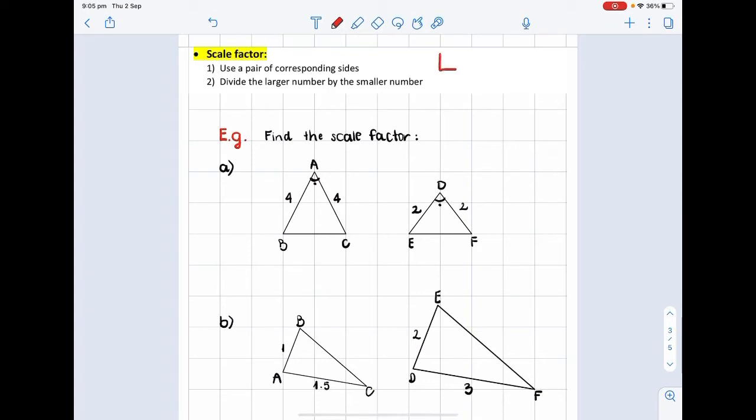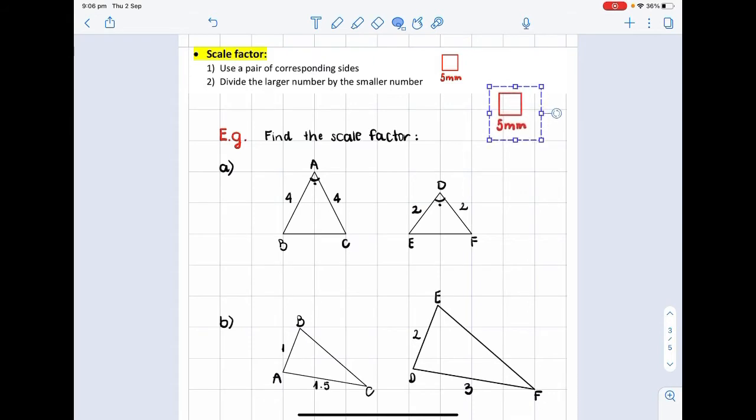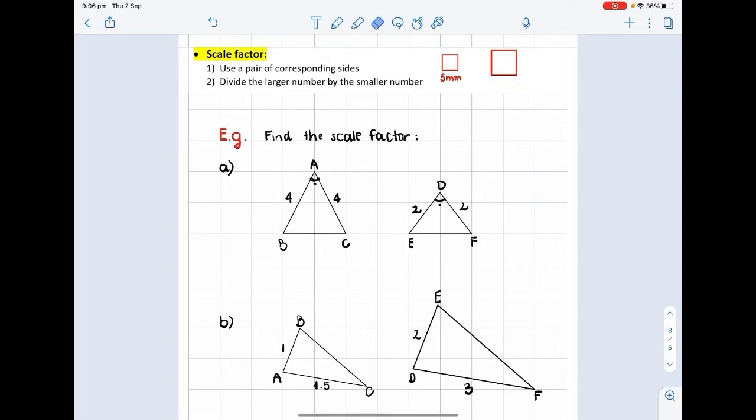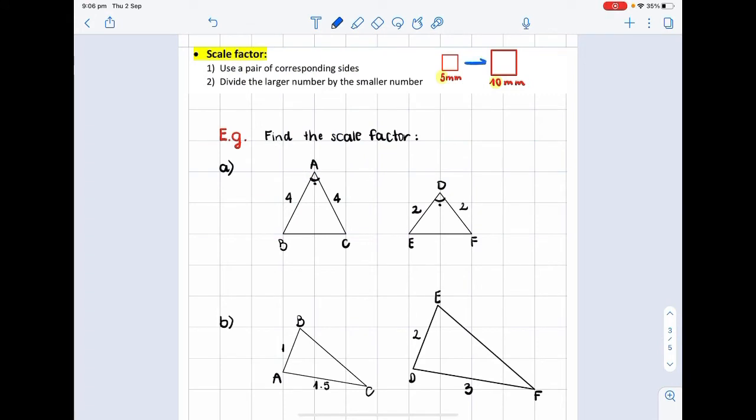So for example, I have a square here. Let me draw again. The side of the square is 5 millimeters long. Now I'm going to make a copy of this square, and then I increase the size of the square so that this side is no longer 5 millimeters. It is now 10 millimeters. As you can see, 10 is double 5. So what I just did here is I increased the size of the square by a scale factor of 2. So this is the scale factor.